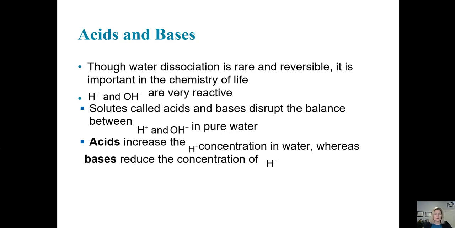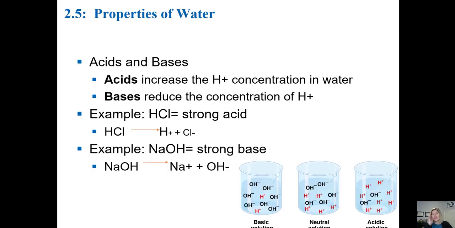So let's take a closer look at that. Acids increase hydrogen ion concentration in water. Bases reduce the concentration of hydrogen in the water. So we have 3 solutions here. We have a basic solution, we have a neutral solution, and we have an acidic solution.